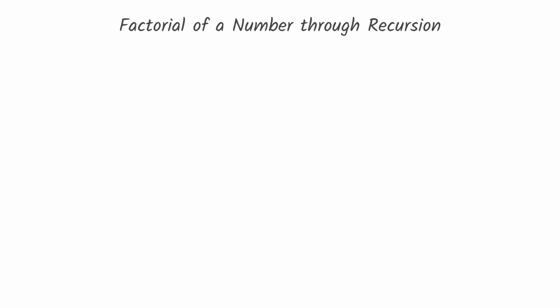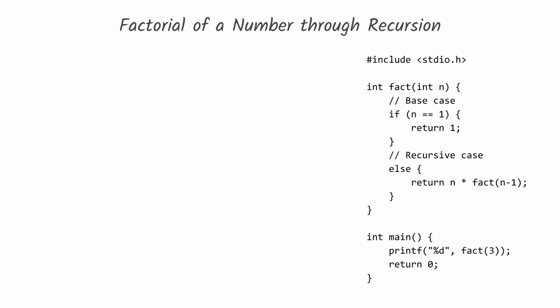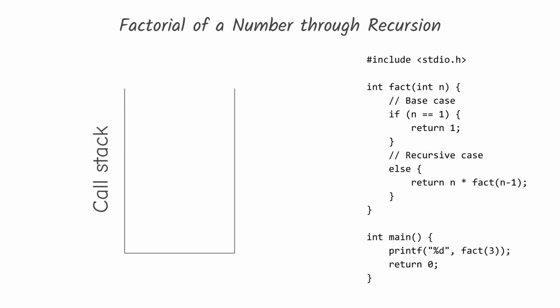Let's understand how to find factorial of a number through recursion. This is the recursive program to find the factorial of 3. And this is the visual representation of the call stack, one-sided open and one-sided closed. Now, let's evaluate the code line by line.